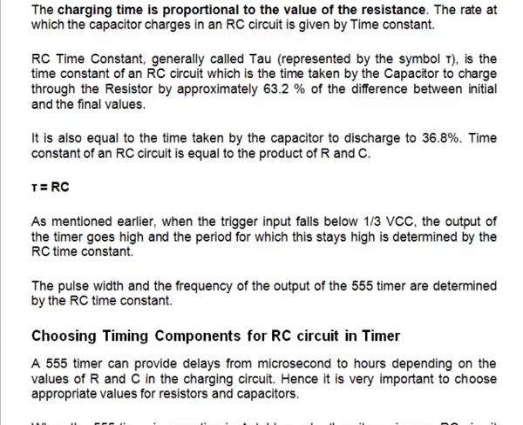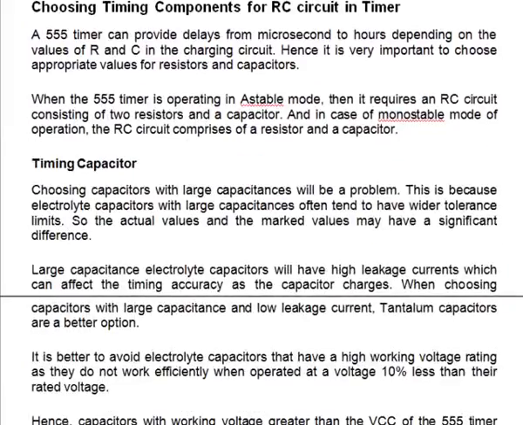Next, choosing the time constant of the RC circuit in a timer. A 555 timer can provide delay from microseconds to hours depending on the values of R and C in the charging circuit. Hence it is very important to choose appropriate values of the resistor and capacitor. When the 555 timer is operating in astable mode, it requires an RC circuit consisting of two resistors and a capacitor, and in monostable mode, the RC circuit comprises a resistor and a capacitor.